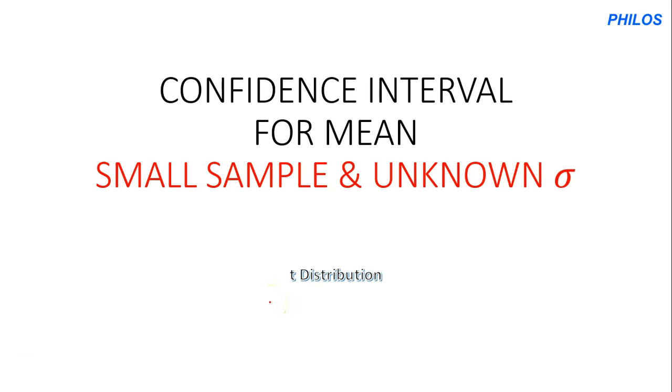But they are different in that for the T distribution, the variance is greater than 1, and it is based on the concept of degree of freedom. And for the T distribution, as the sample size increases, it approaches the standard normal distribution.